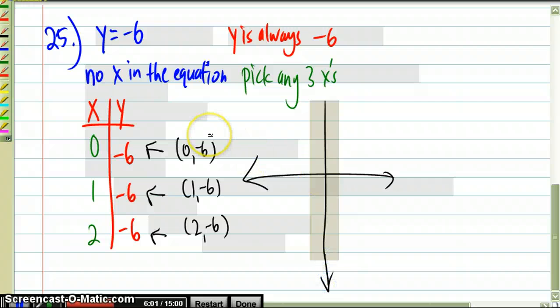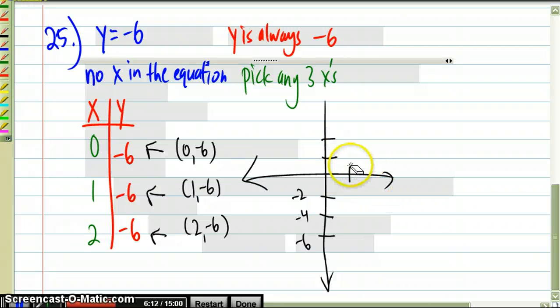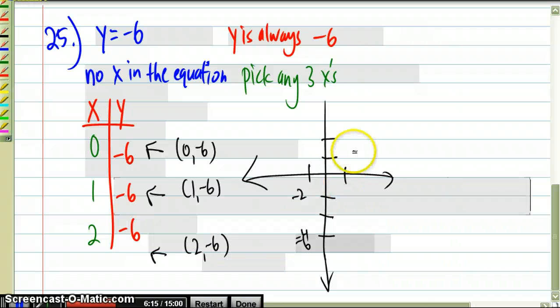So as I draw my coordinate plane, okay, I definitely want to have -6's down here, 2, 4, 6. How about that? -2, -4, -6. So there's my -6. I can put a few little tick marks here. Each one is going to be counting by 2's.